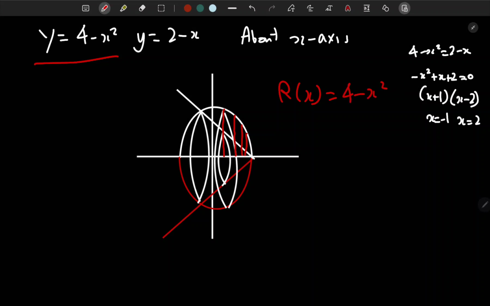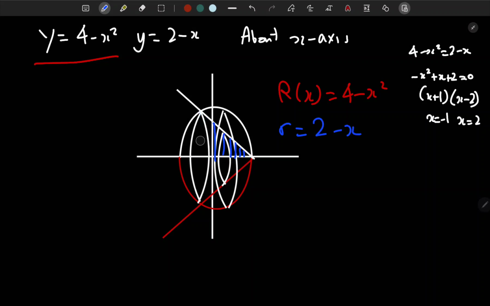And now let me change the color, and let's look for the smaller disk radius, which is this disk right now here. And let's say if we have a disk right here, it will be always bounded by that straight line, right? You see that? So here our smaller disk radius is equal to 2 minus x. And now let's plug in the formula.